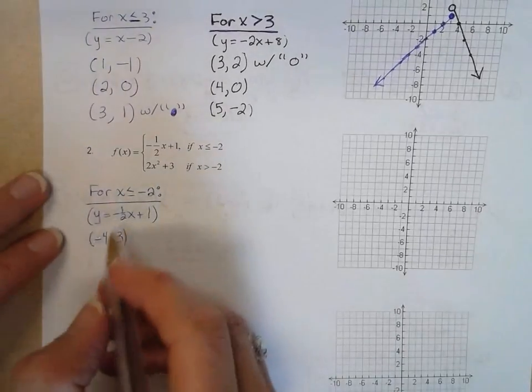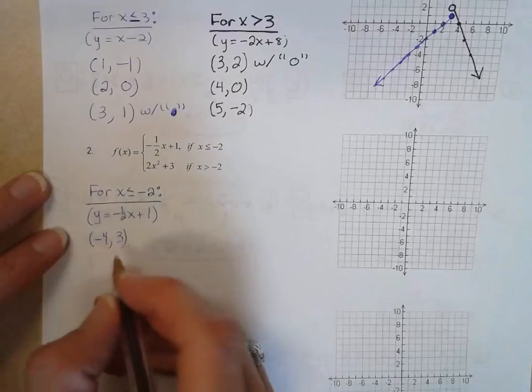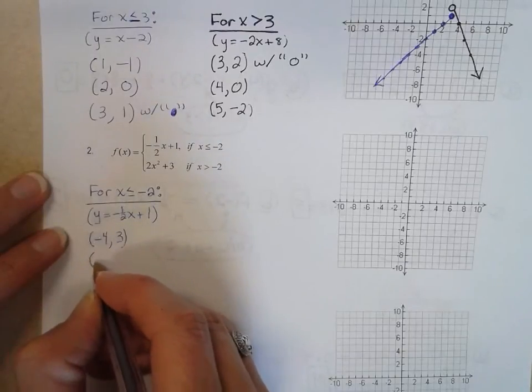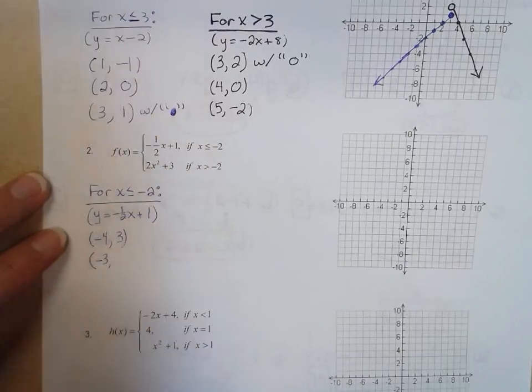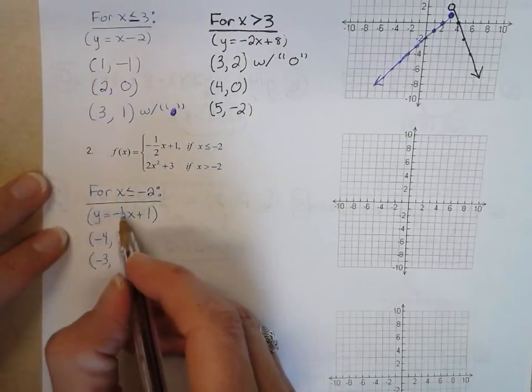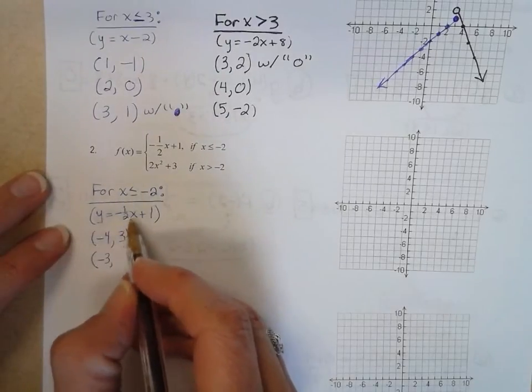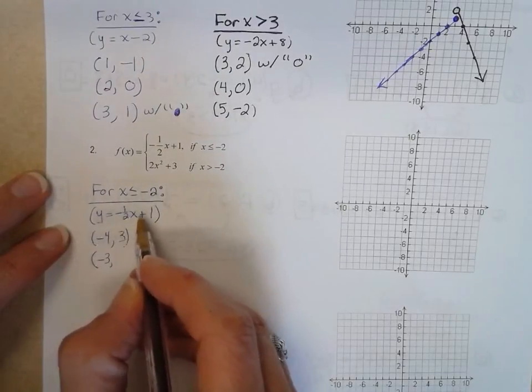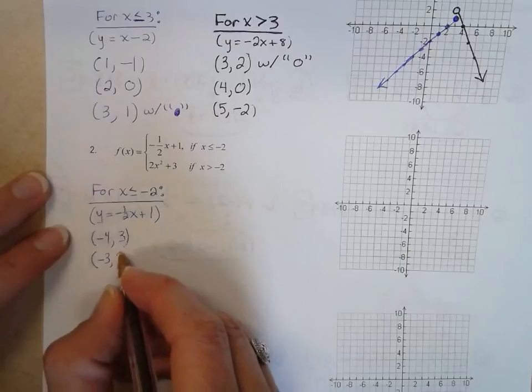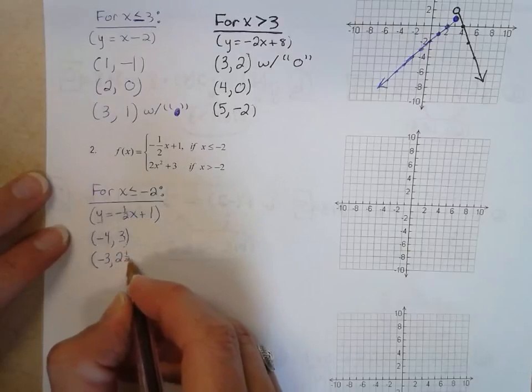I could pick negative 3. I'm going to end up with a little bit not as nice of a value if I start with negative 3, but that's okay. Negative 3 times negative 1/2 would be positive 3/2, so that's positive 1 1/2, plus 1 would be positive 2 1/2.